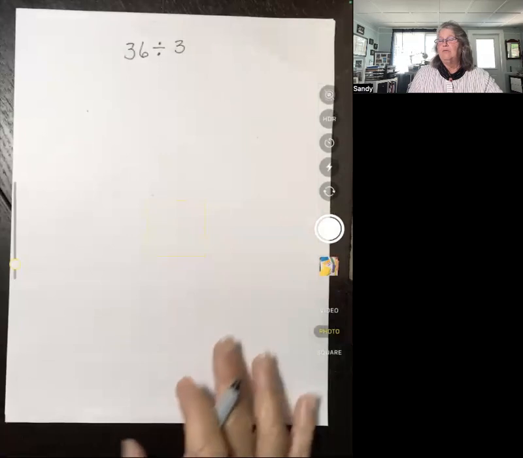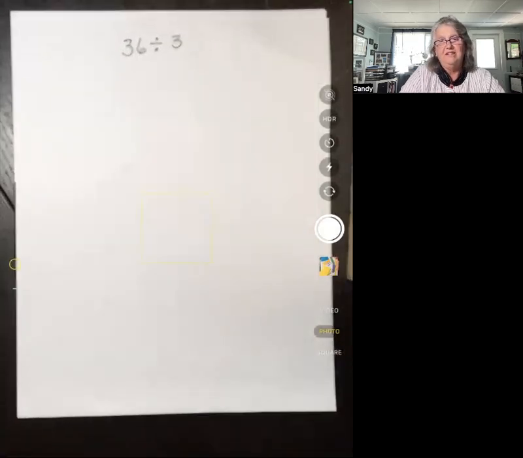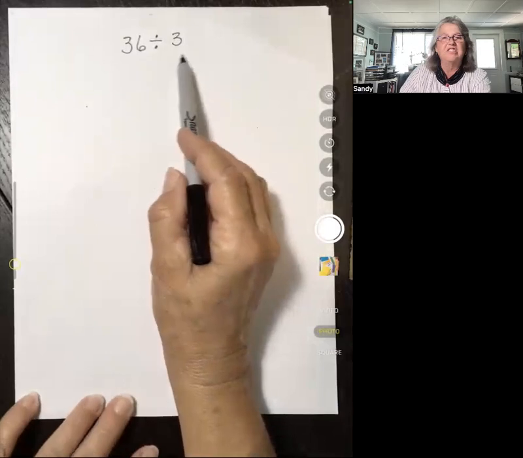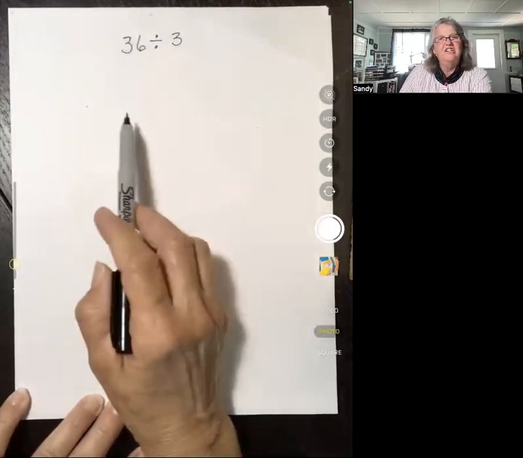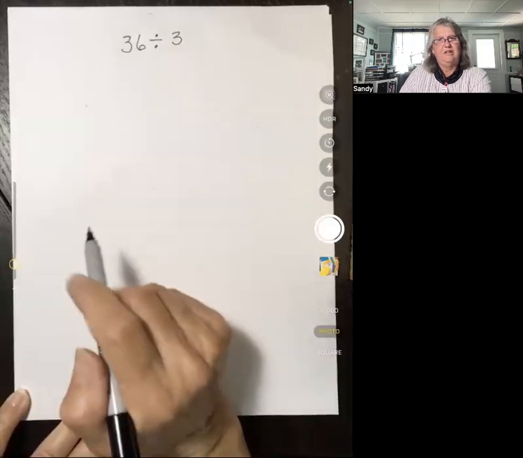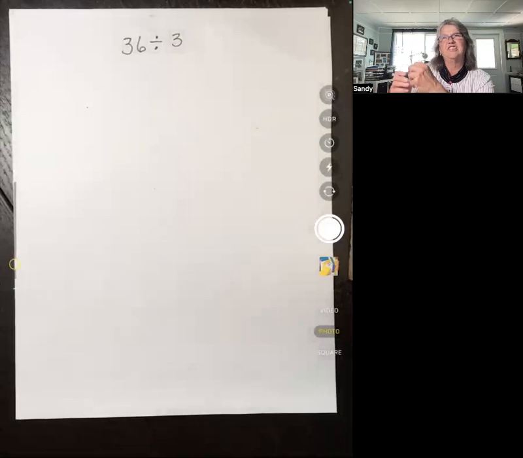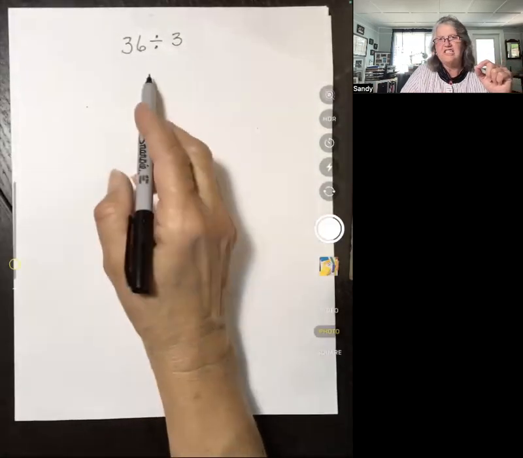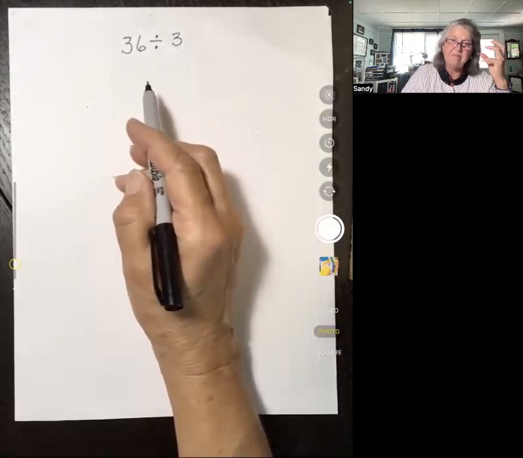Now, the only way I would have read this when I was younger would have been 36 divided by 3. Right? And there's nothing wrong with that. That's perfectly all right. And I'm really just naming what the symbols mean. Now I try to read this as 36 separated into 3 equal groups. It's a partitioning model. That's one way to think about separating into equal groups.